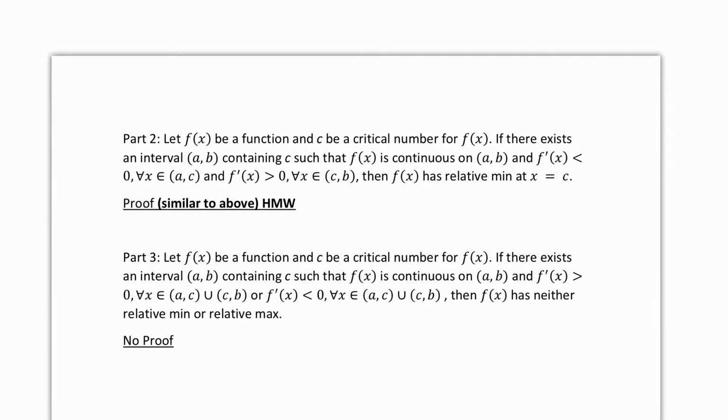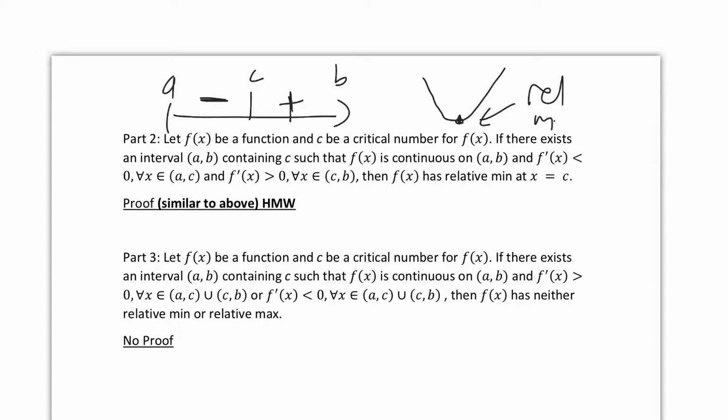And so again, the diagram here for you, we're going from a, this is our interval, to b. And somewhere in the interval we've got some point c. Over here we have a negative derivative. And over here we have a positive derivative. So the graph is decreasing and then increasing, which means clearly right there we must have a relative minimum.